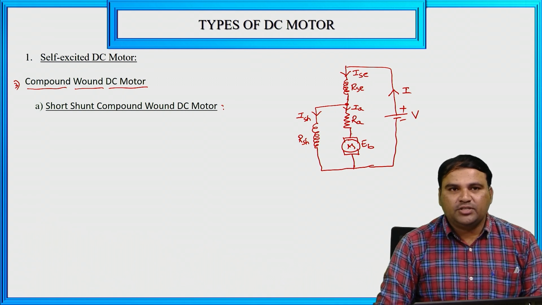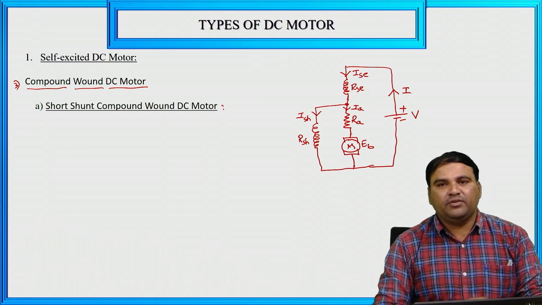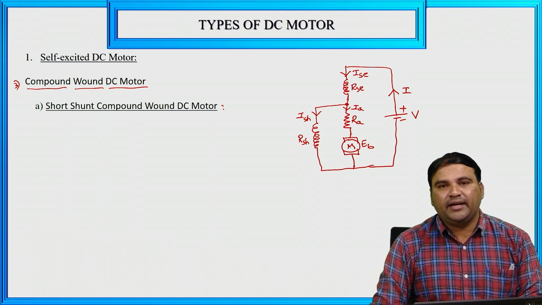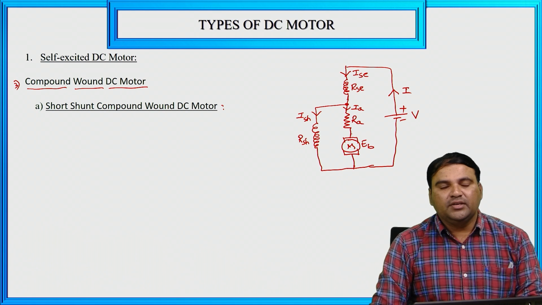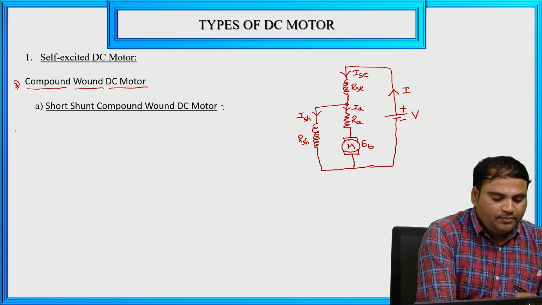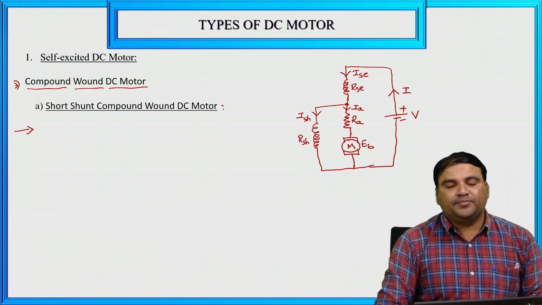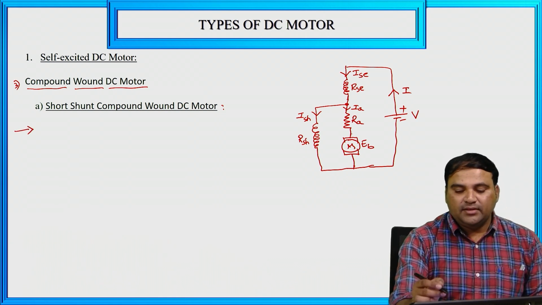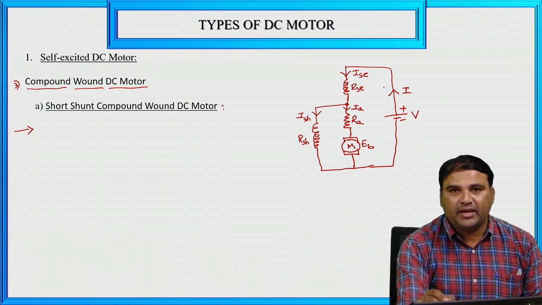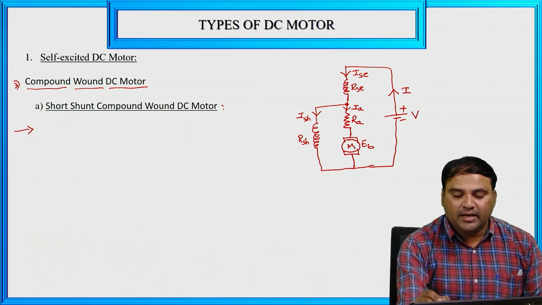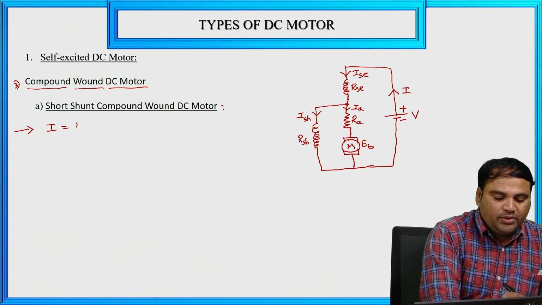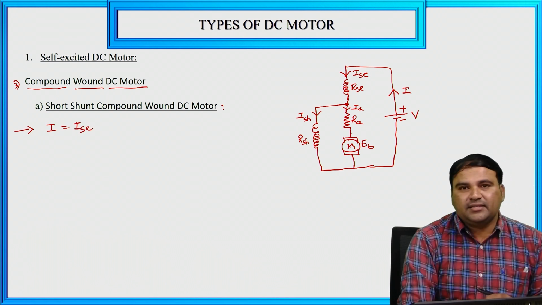In this short shunt compound wound DC motor also, we need to write the current, voltage and power relations. First, the current relations. What are the current relations? I is there, and the current through RSC, ISC, is there. These two are in the same line, so I is equal to ISC. So the first current relation is I equals ISC. These two currents are the same.